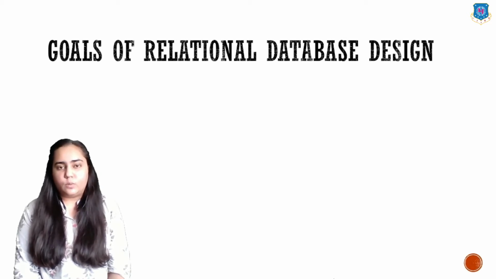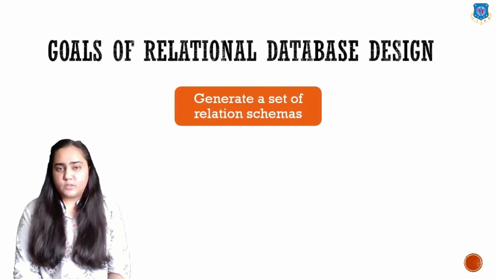First, we are going to see what the different goals of relational database design are. The first goal is to generate a set of relation schemas. So whenever you have to design a database, you need to first decide what types of relations you require, how many relations you require, and also decide what will be the columns in those relations, the attributes, and the data types of these attributes.